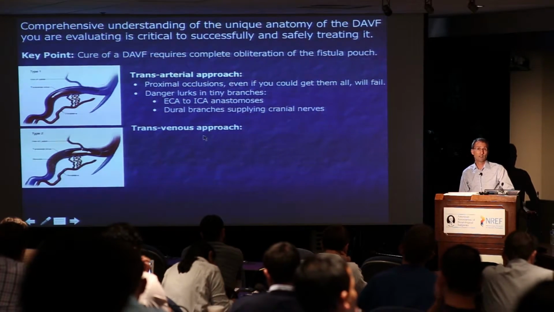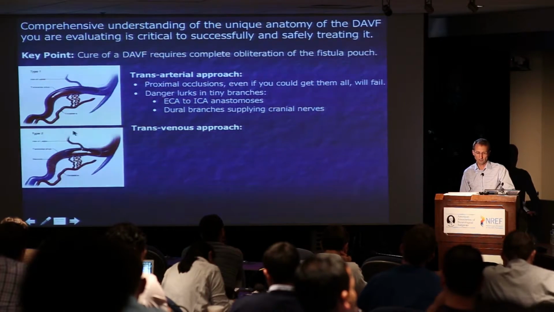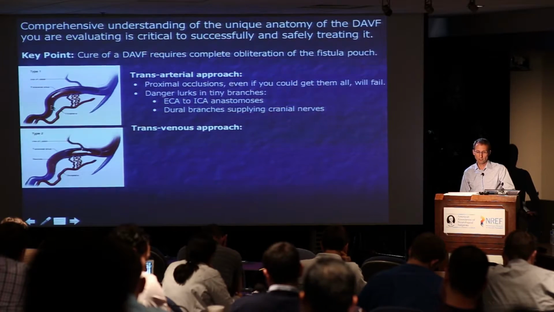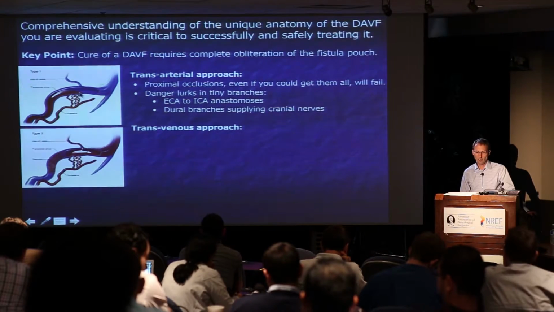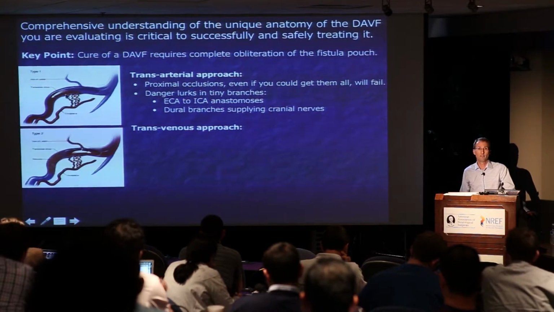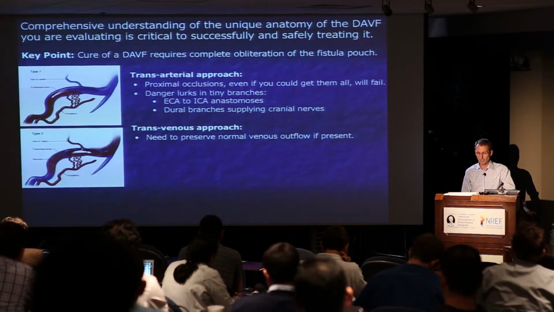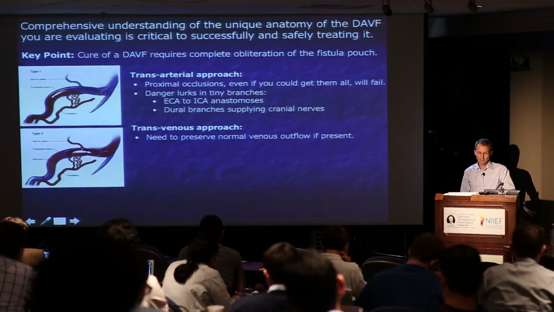Is another interesting way to try to approach the fistula. So for example, it would be possible to navigate simply up the arterialized sinus from the IJ and to simply come in and coil across the fistulous pouch and eliminate it.